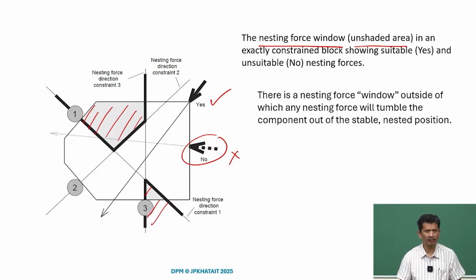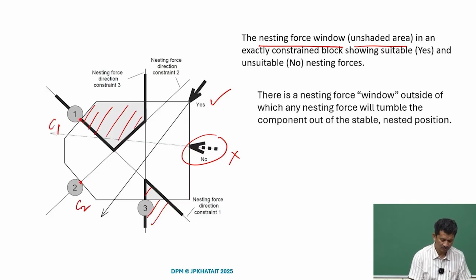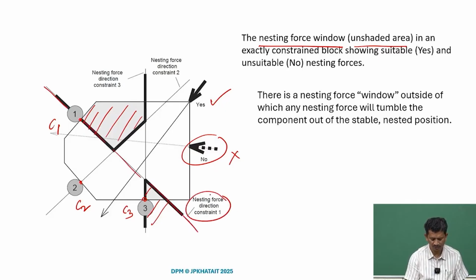Maybe we will quickly try to see how to find the nesting force window in this case. For instance, we have this post 1, so contact C1, post 2 and we have the contact C2, and then post 3, contact C3. What we can now define is the constraint lines, which are defined along this. This is the nesting force direction constraint because of the 1 along C2.